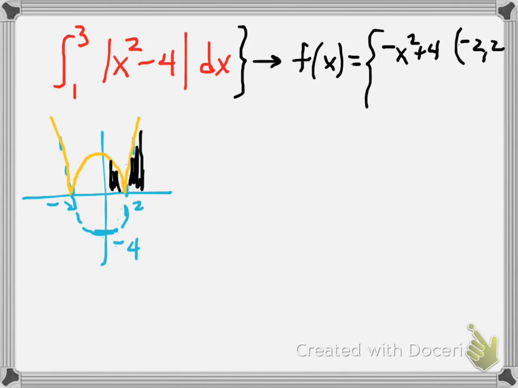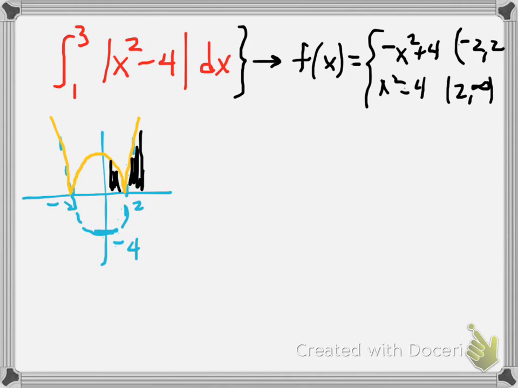Negative 2 to 2. And the other function is actually x squared minus 4 as written, but that function is valid in the case we need it from 2 to infinity. And obviously it could also be invalid for negative infinity to negative 2, but we just didn't need that case.